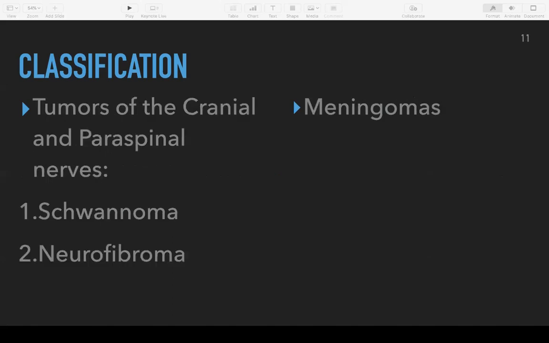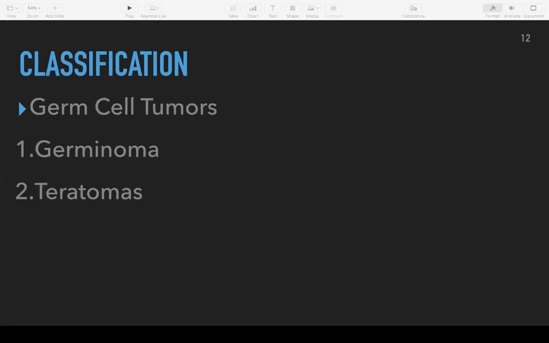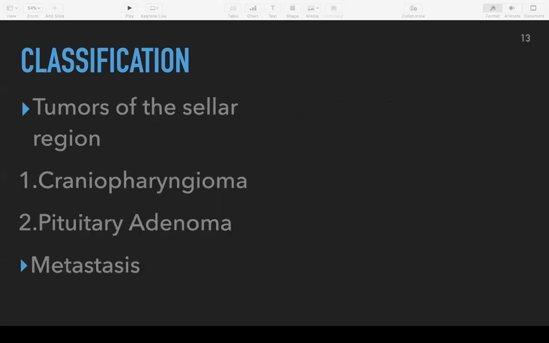And from cranial and paraspinal nerves, schwannoma and neurofibroma are very important tumors to know. And meningioma is also one of the common tumors I will talk about later. From germ cell tumors, germinoma and teratoma are common.